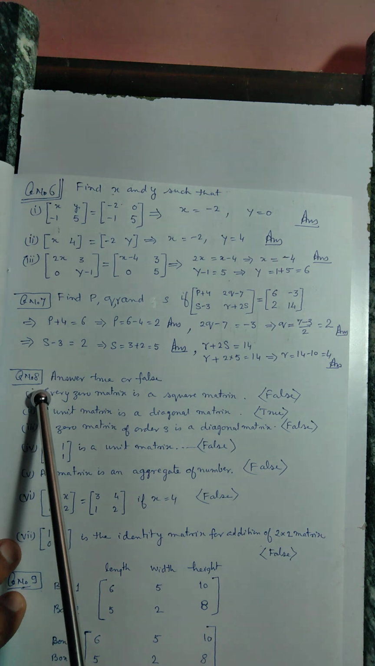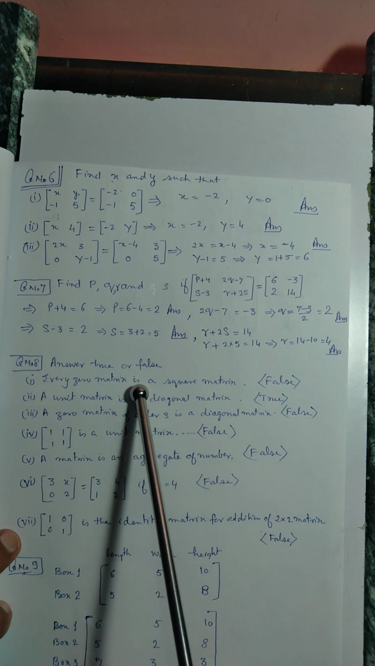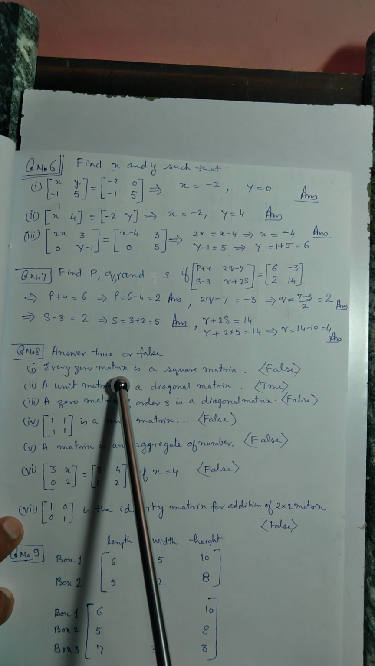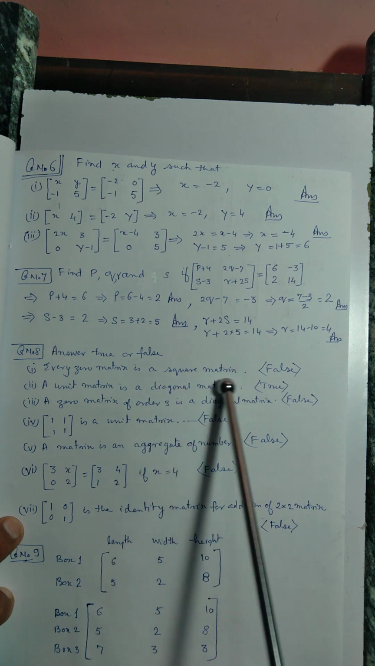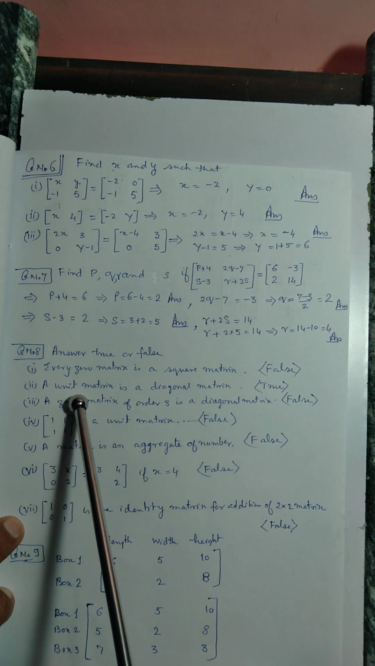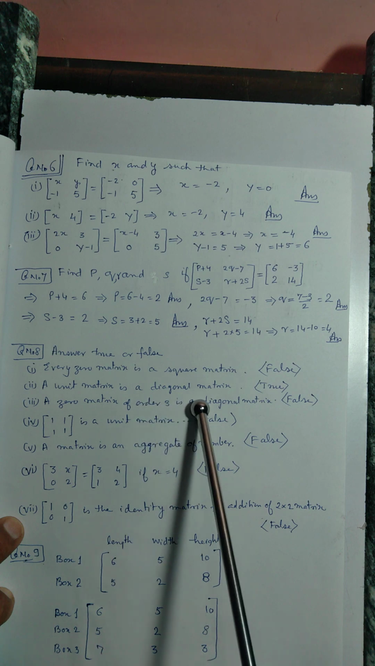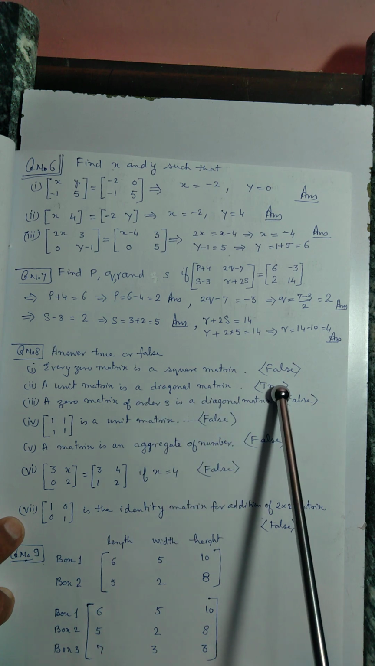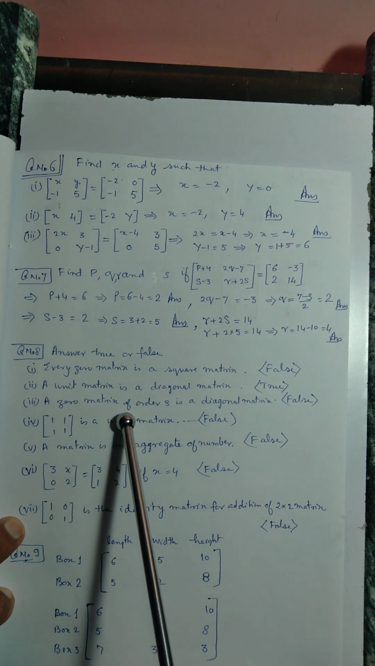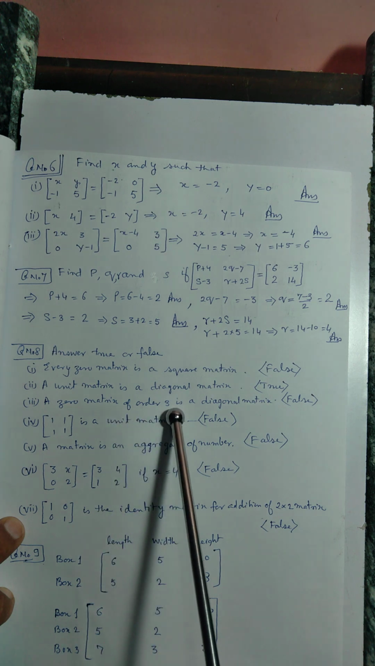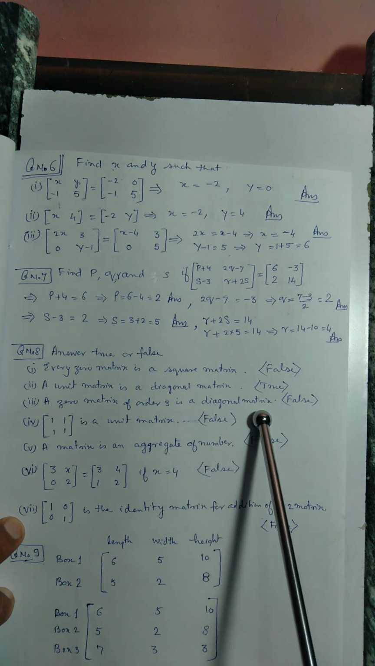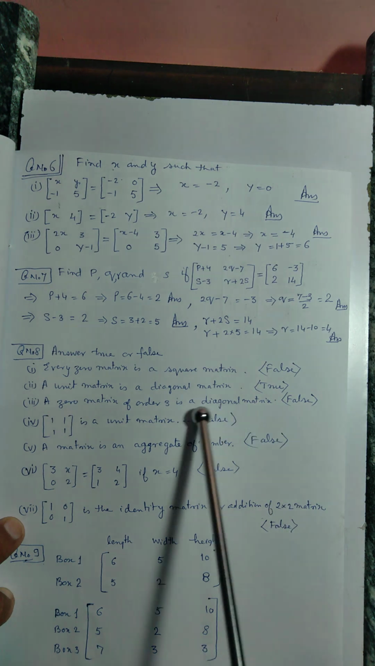Now come to question number 8. Answer true or false. Every zero matrix is a square matrix. False. A unit matrix is a diagonal matrix. True. A zero matrix of order 3 is a diagonal matrix. False.